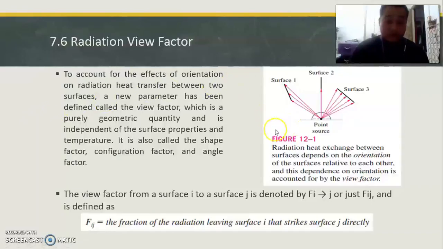As you can see from this figure, with surface 1, surface 2, surface 3, radiation heat exchange between surfaces depends on the orientation of the surfaces. The view factor from surface i to surface j is denoted by F i to j, or just Fij, and is defined as this formula: Fij, the fraction of radiation leaving surface i.